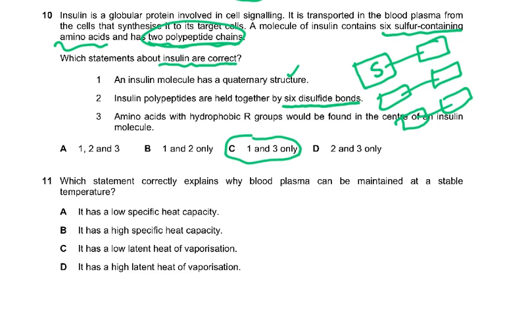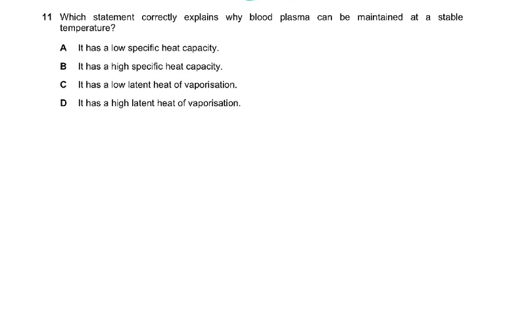And amino acids with hydrophobic R groups would be found in the center of the insulin molecule. Why? Because it's a globular protein. Globular proteins have the hydrophobic R groups in the center and the hydrophilic R groups on the outside. So this is what you have to understand. It cannot be having 6 sulfur-containing amino acids and 6 disulfide bonds. So this was the thing which you have to understand if you are clearly going to read and understand the question.